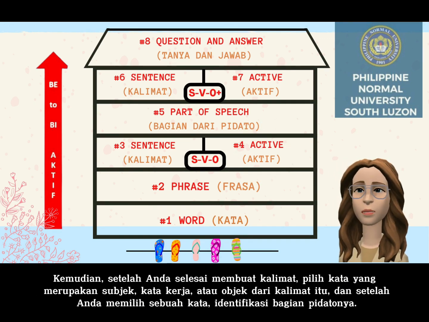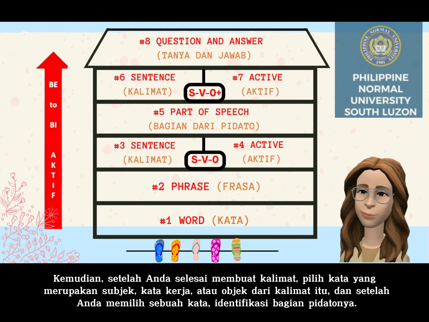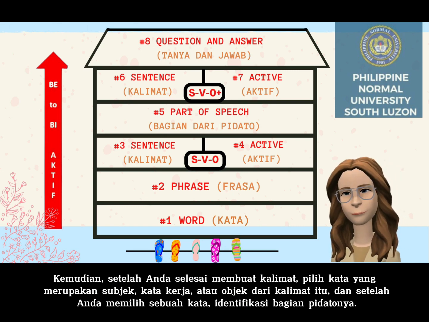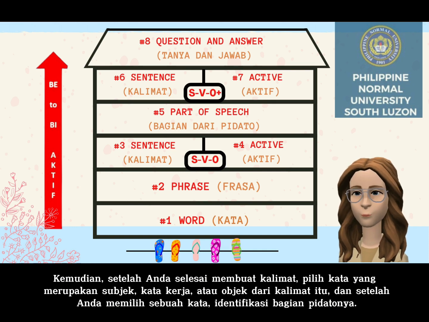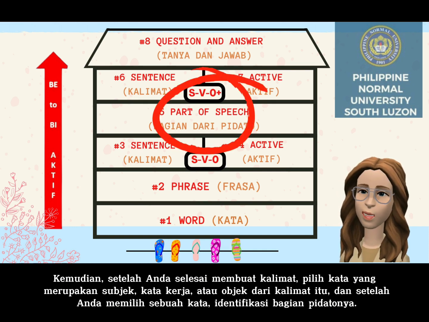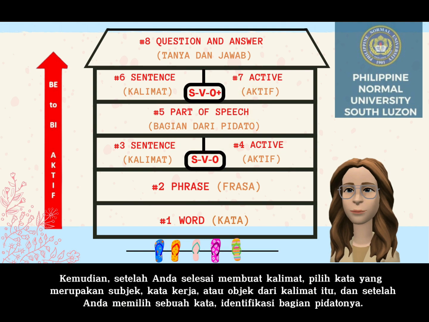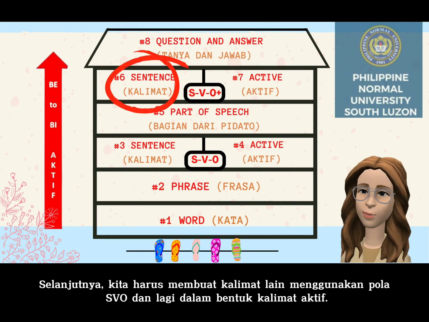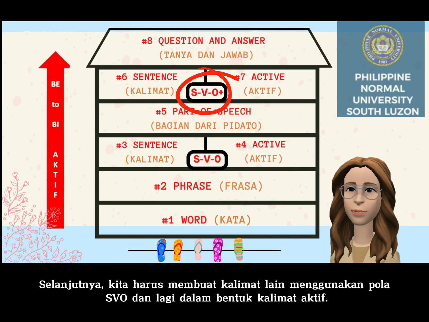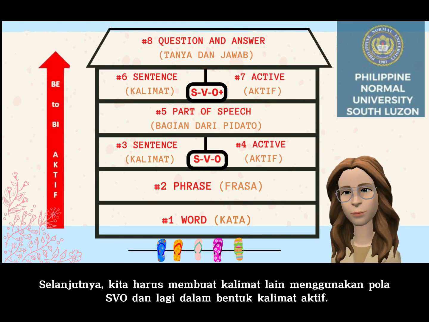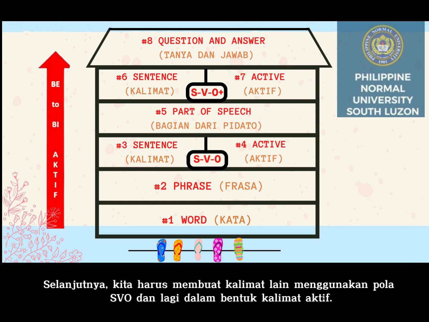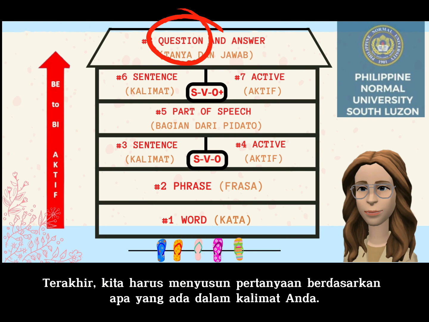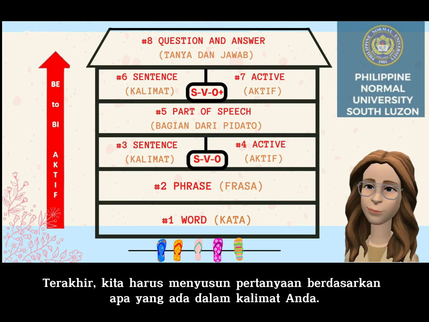Then, once you've finished creating a sentence, choose a word that is either the subject, verb, or object of that sentence. And once you've chosen a word, identify what part of speech it is. Next, we must construct another sentence using the SVO pattern and again in the form of active voice. Lastly, we must construct a question based on what is in your sentence.